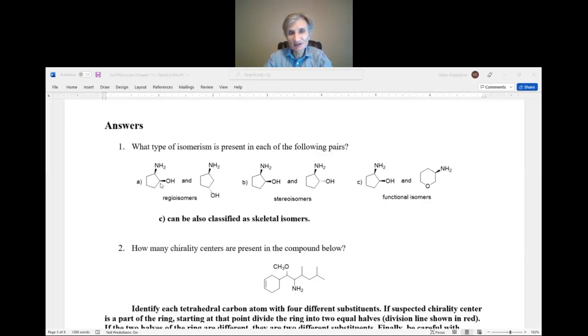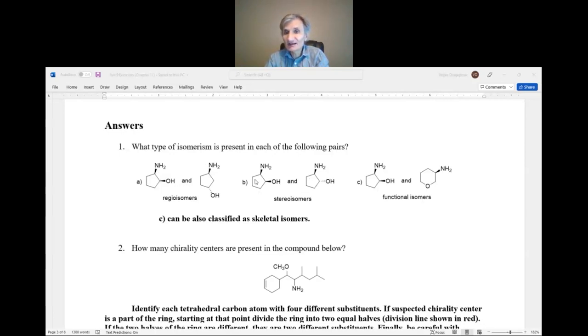So carbon skeletons are identical. In each case, the carbon skeleton for both compounds is cyclopentane. What is different is the position of the hydroxyl and amino group. In the first case, it's 1, 2. In the second, 1, 3. So those are regioisomers. Now, while the one on the left is cis and the one on the right is trans, they are not stereoisomers. That brings us to the next example. They are regioisomers because the functional groups are in different positions, 1, 2 versus 1, 3. Same skeleton, but functional groups in different positions.